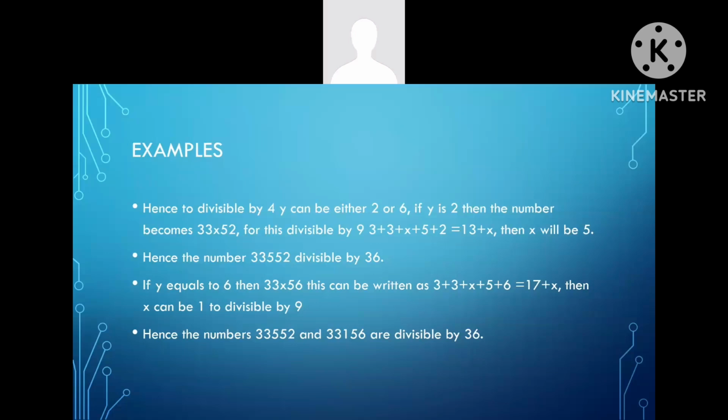If y equals 6, then 33x56 can be written as 3 plus 3 plus x plus 5 plus 6, which equals 17 plus x. Then x can be 1 to be divisible by 9. Hence the numbers 33552 and 33156 are divisible by 36.